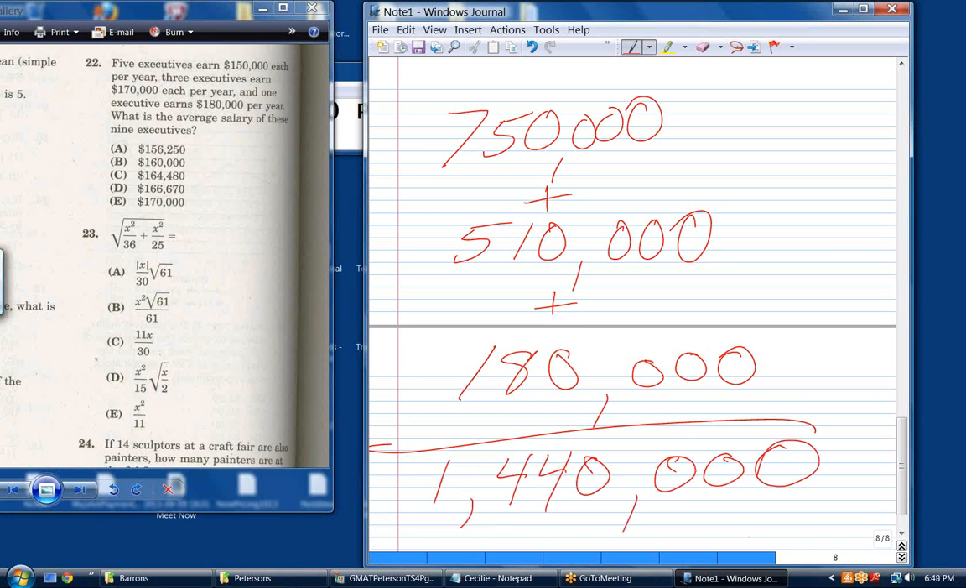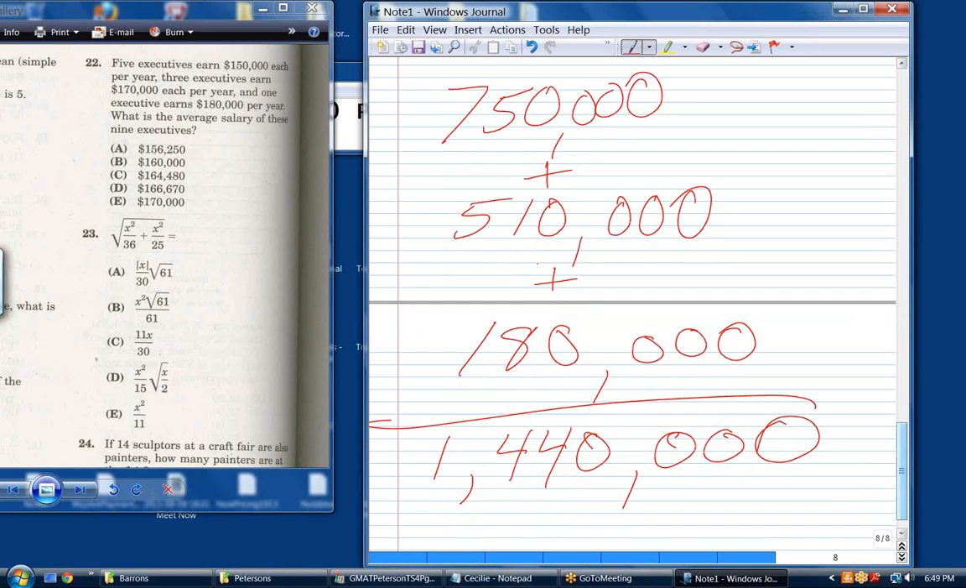And then what's the average? 160,000. Good. In other words, you knew that 9 times 16 was 144, right? That's a good thing to know because that saves a lot of math. So the answer is B.